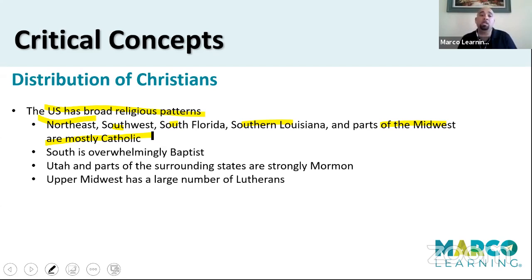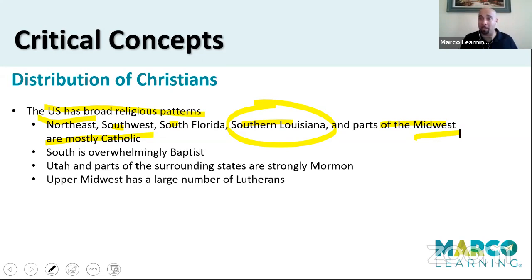In the Northeast, a lot of Irish and Italian Catholics. In the Southwest, a lot of people from Latin America, specifically Mexico, Catholic. South Florida, lots of Hispanics, specifically Cuban, Catholic. Southern Louisiana, you have that strong French influence, right? So they bring their Catholicism with them. And lastly, the Midwest, a lot of Polish people, a lot of German background, again, Catholic. So this all ties back to migration and the idea that when people travel, they bring their culture, they bring their identity with them, all right?